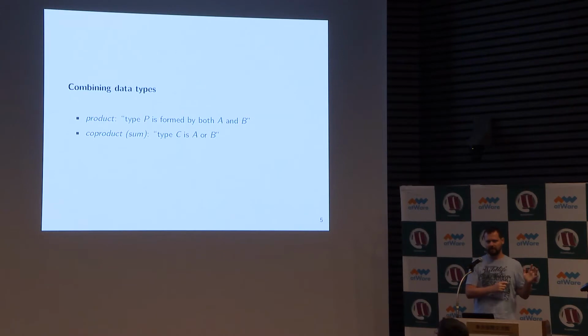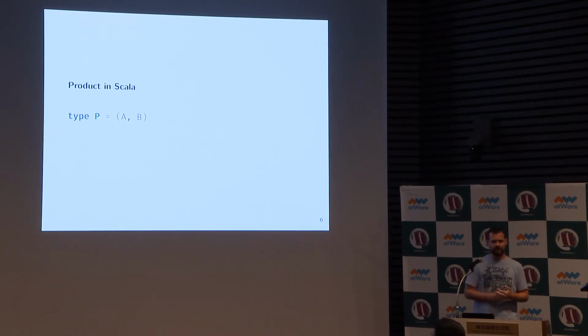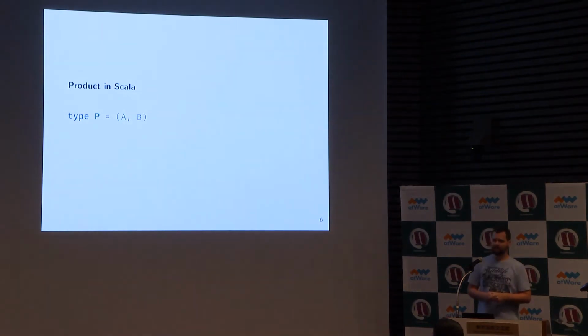The product is formed from two types A and B by providing both the types at the same time. So product needs both types. Coproduct, which is also called sum, needs one of the types A or B. Maybe it's not clear now, but it will be clearer later. In Scala, we can create a product by using a tuple. A tuple is a product by itself. So here we create a product P, which combines two types A and B.